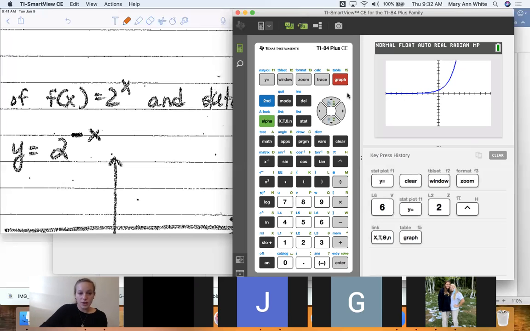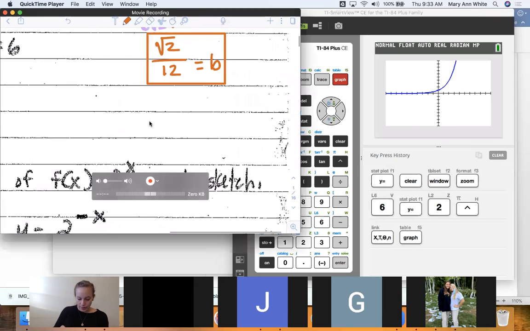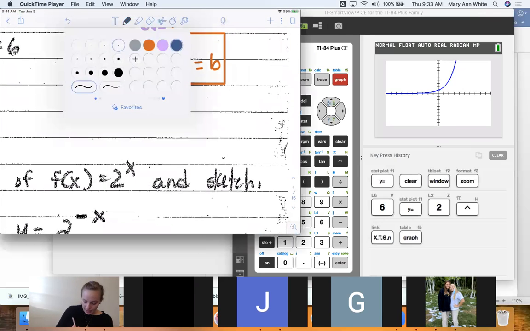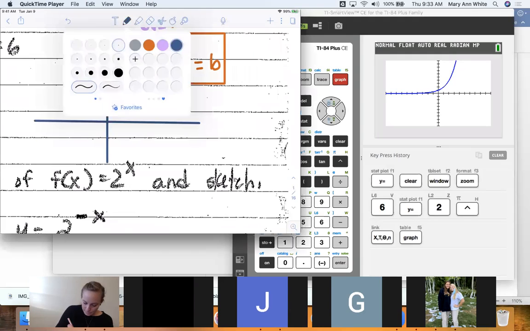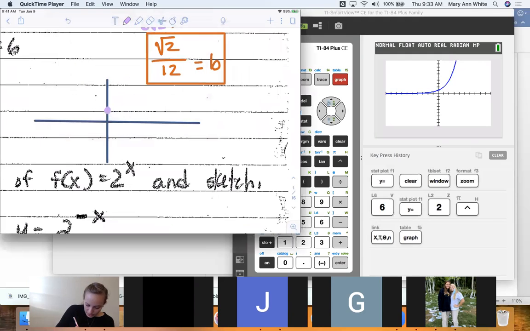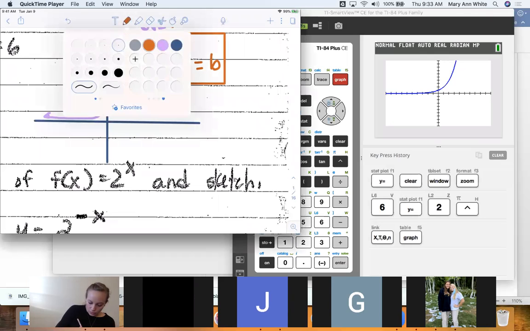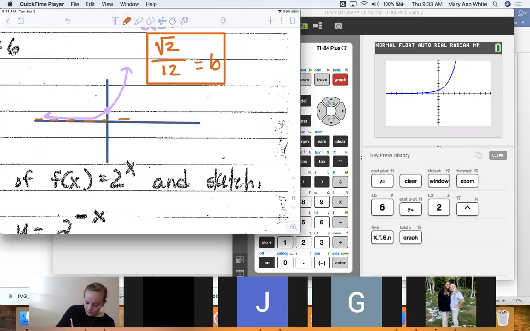I'm going to sketch this graph on my paper right now, so I can go back and look at it later if I want to. Again, it goes through (0, 1), and it approaches this line, and then it goes up. You can draw a little horizontal asymptote if that makes you happy.